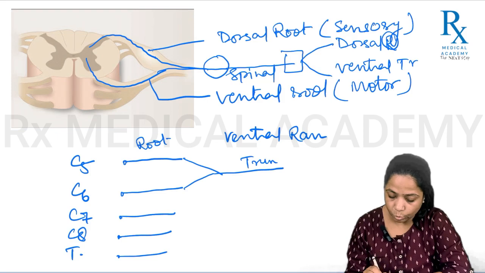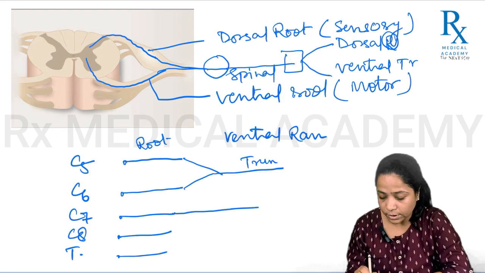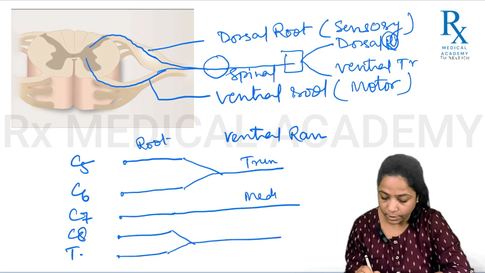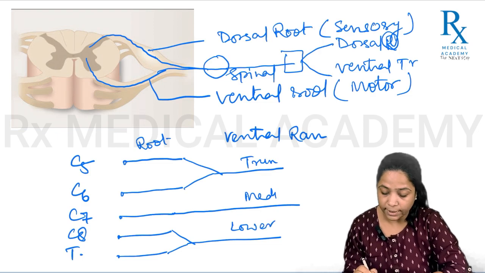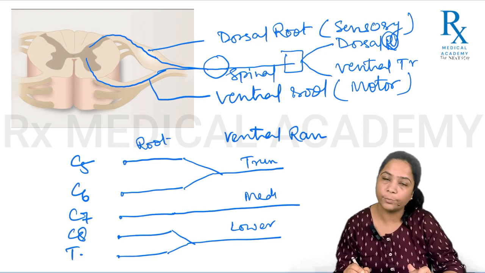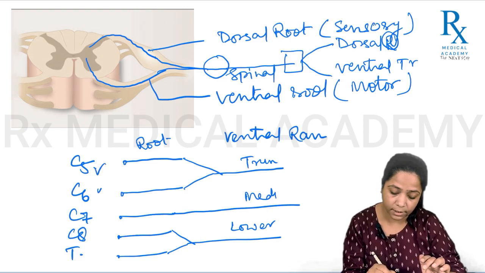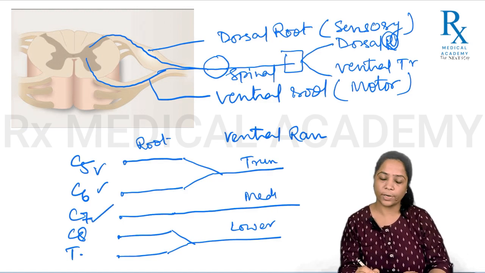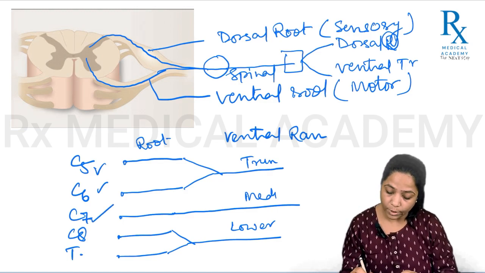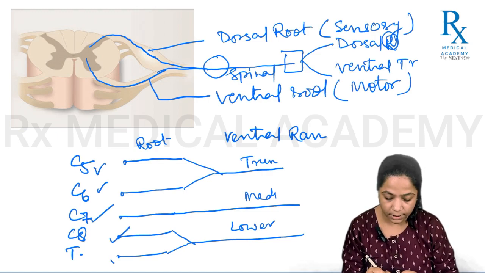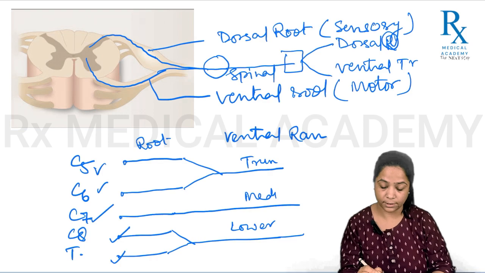The C7 root continues as the middle trunk, and together C8 and T1 unite and form the lower trunk. So the brachial plexus has three trunks. One is your upper trunk, formed by the ventral primary ramus of C5, C6. The middle trunk is the continuation of the C7 ventral primary ramus, and the lower trunk is formed by the union of the roots of C8 and T1 of the brachial plexus.